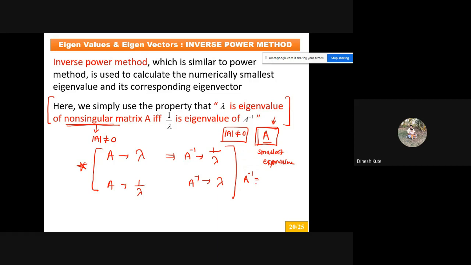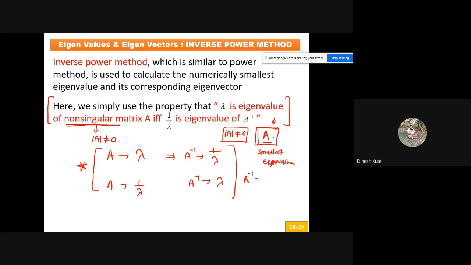Can I find A inverse here? Yes, sir. This is the condition for existence of inverse. Inverse exists only when your determinant is not equal to 0. As I already told you, in every example on inverse power method, the determinant of that matrix must be non-zero. So I can find that A inverse.